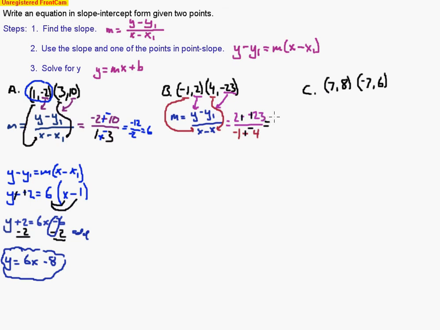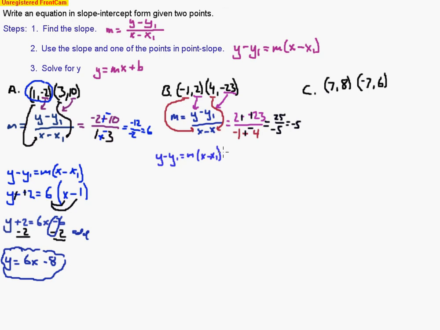2 plus 23 is 25. -1 plus -4 makes -5. So I go ahead and simplify. -5 is the slope. Well, from that point, we now need to write down one of the points and that slope into our point slope formula. So we're going to take one of the points.